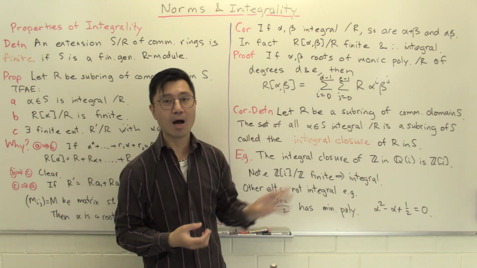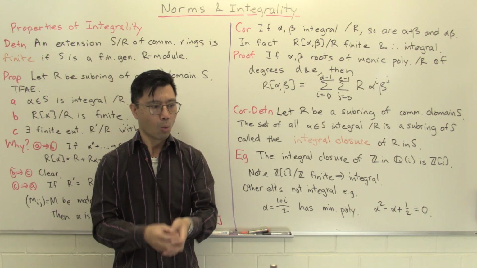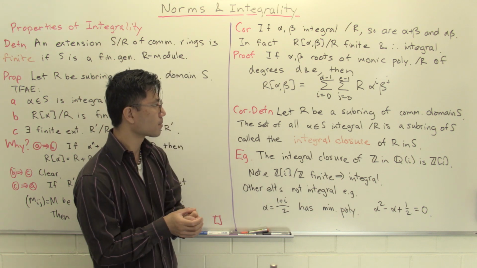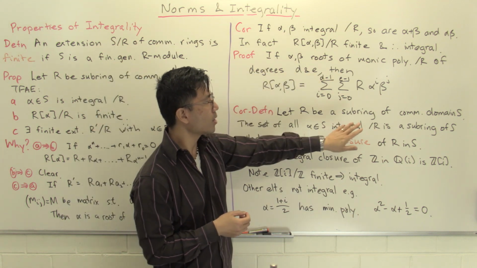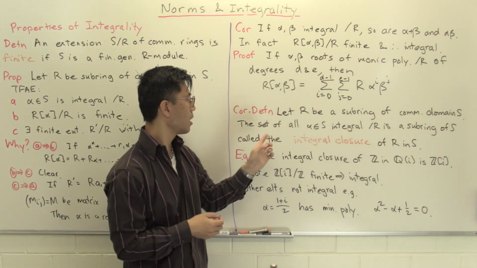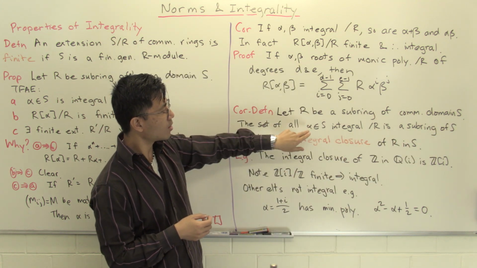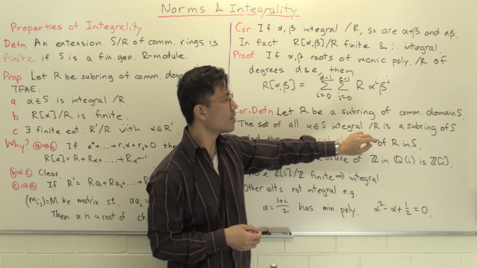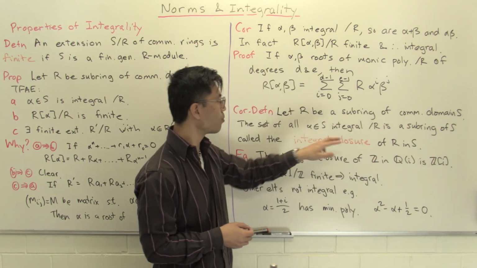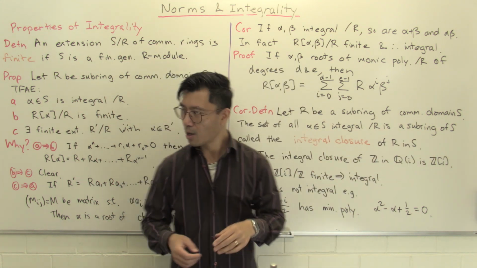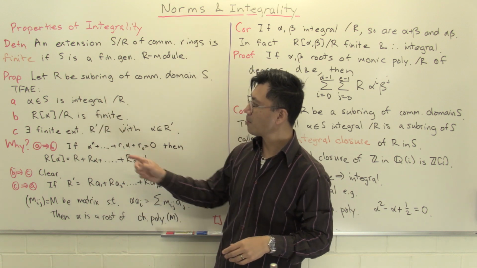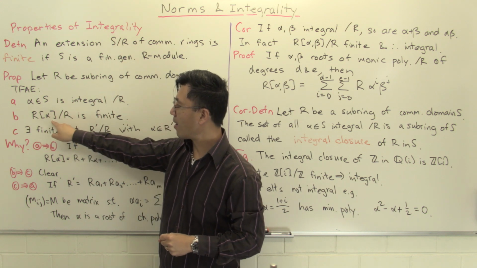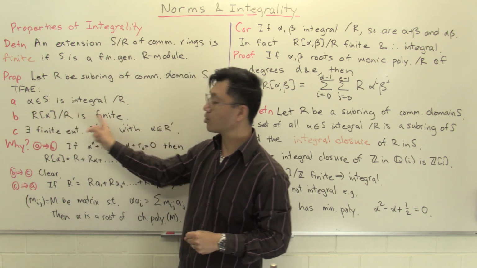Okay, so now we can come to our definition, which really tells you what you can think of as being the set of integers in some field extension. So let R be a subring of a commutative domain S. If you look at the set of all alpha inside the big ring S which are integral over R, then this is a subring of S. It's also a subring of S, by the way, that contains R. So R, of course, is integral over R, because if alpha is already in R, then R[alpha] is just R. So R as an R module is, of course, finite.